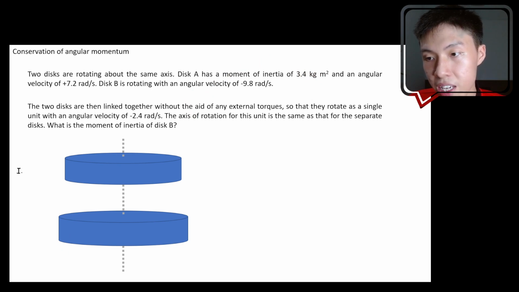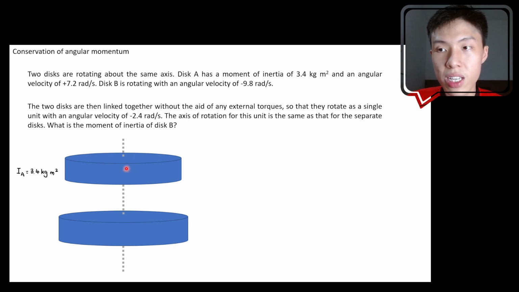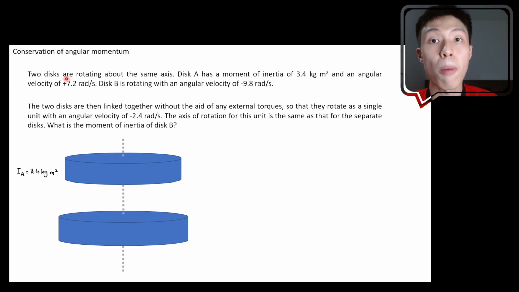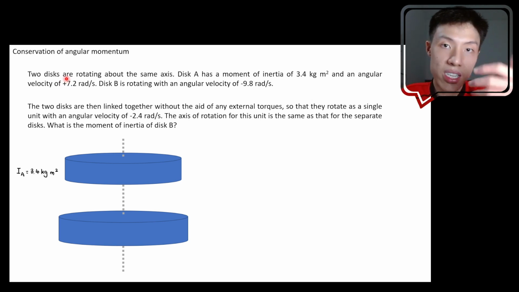Moment of inertia is I. So the moment of inertia of A is 3.4 kg meter square. And this one is rotating with an angular velocity of positive 7.2 radian per second. Why is this question stating explicitly the positive sign? It's trying to tell you that this angular velocity is in the positive direction. If we follow our usual sign convention, we usually say positive is anti-clockwise.